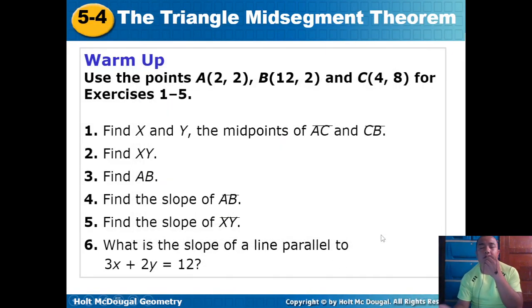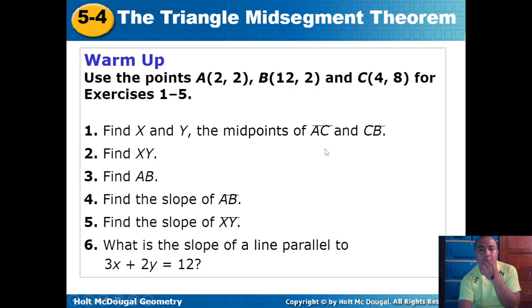Hello, grade 9 students. Proceed to the triangle midsegment theorem, or in other words, midline. Midsegment can also be named as midline. So for that, let's have a warm up. Use points A (2, 12), B (12, 2), and C (4, 8) for exercises 1 to 5.